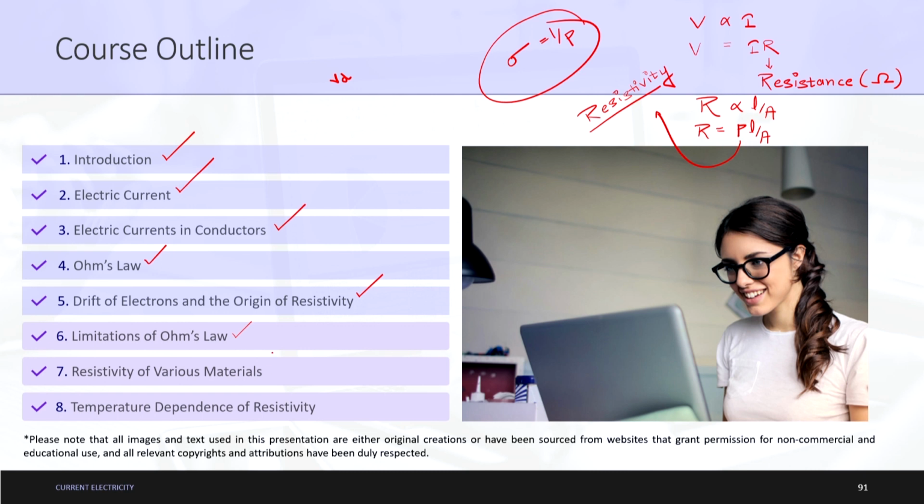Then in the seventh concept we understood that there are two types of resistors. We also understood the concept of color coding of the resistors. Basically there are four types of color codes.